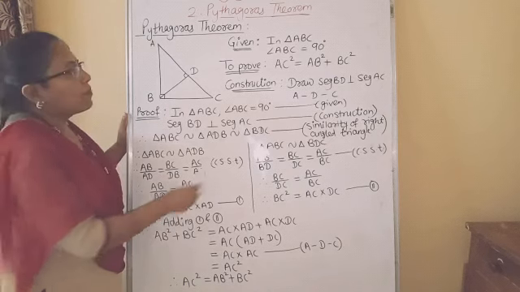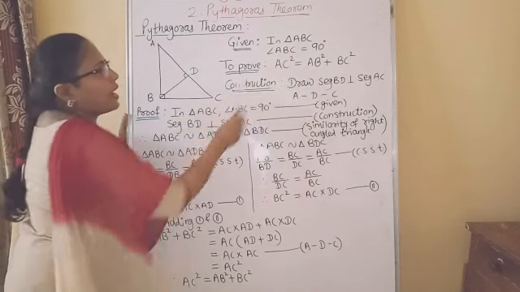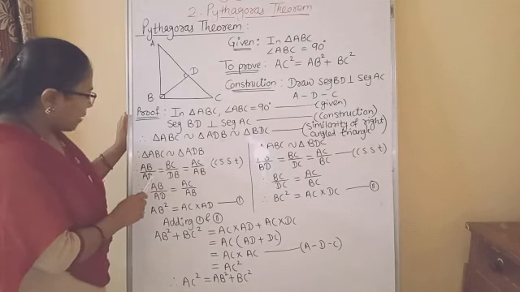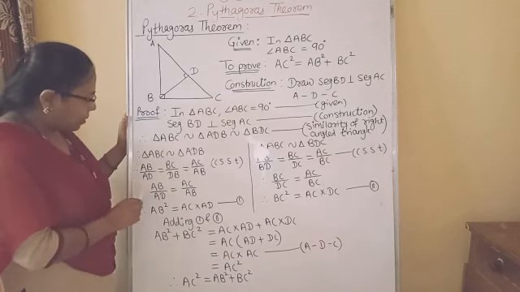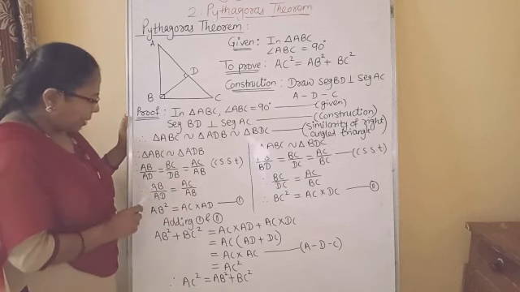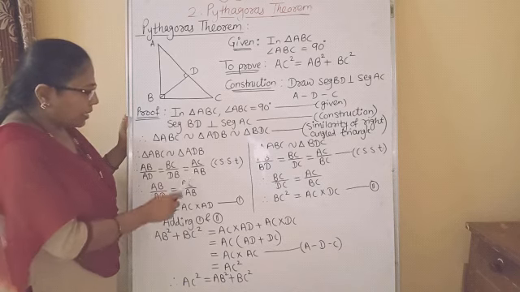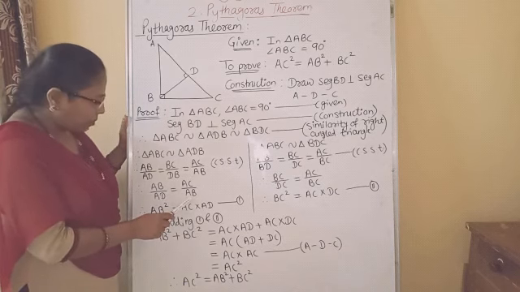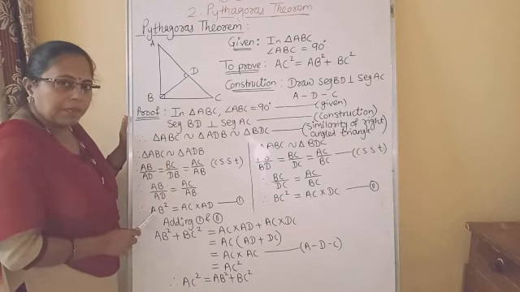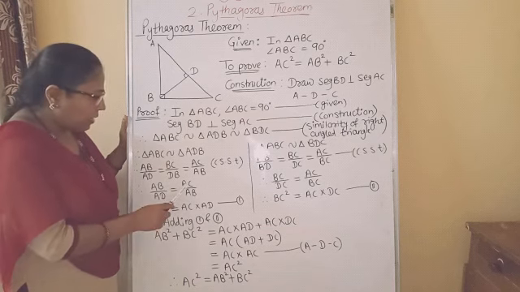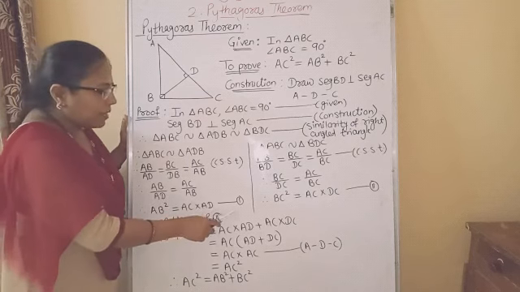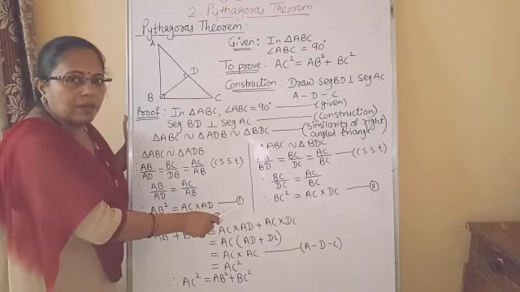Okay. Now what we want to prove, in that we required AD square. So to get AD square, we will take this first and third ratio. AB upon AD equal to AC upon AB, and now we will do cross multiplication. AB into AB, AB square equal to AC into AD. This is statement number 1.